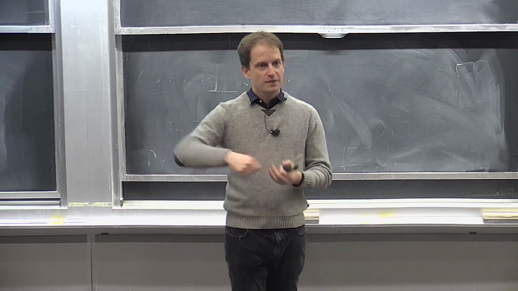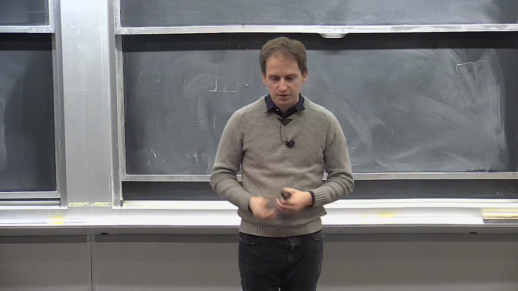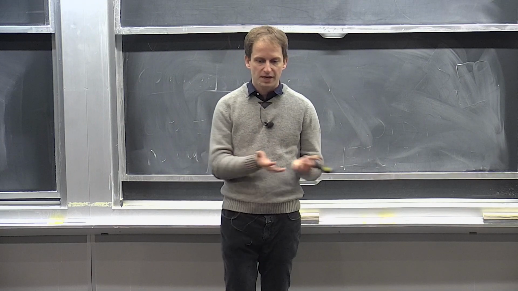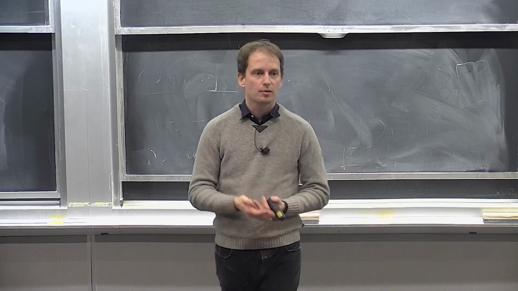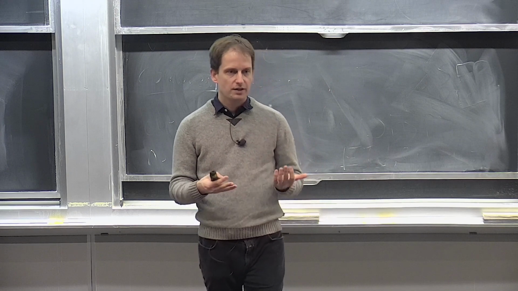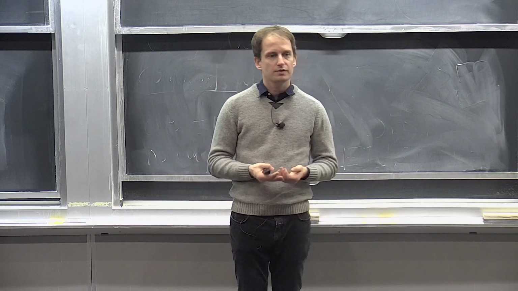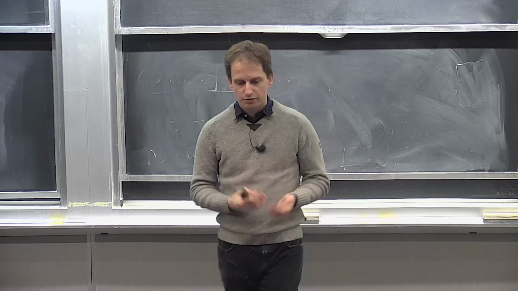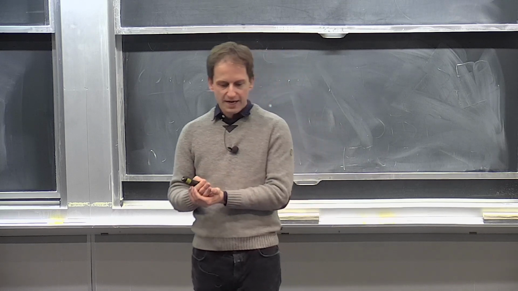And now I need to discount that by delta to the power of t, because it's in the future, you need to discount that. Once I know that, I know essentially everything on the left-hand side and the right-hand side of the equation except for the delta. I can just back out delta from that. So what we're going to do is use the linearity assumption, that utility is linear in money, so u of y equals y and u of x equals x.